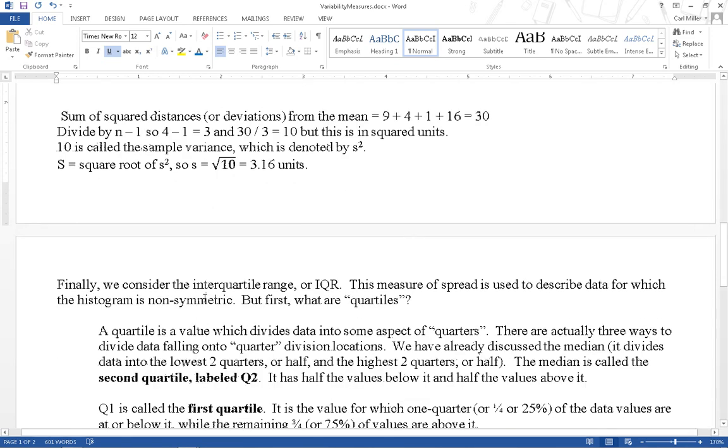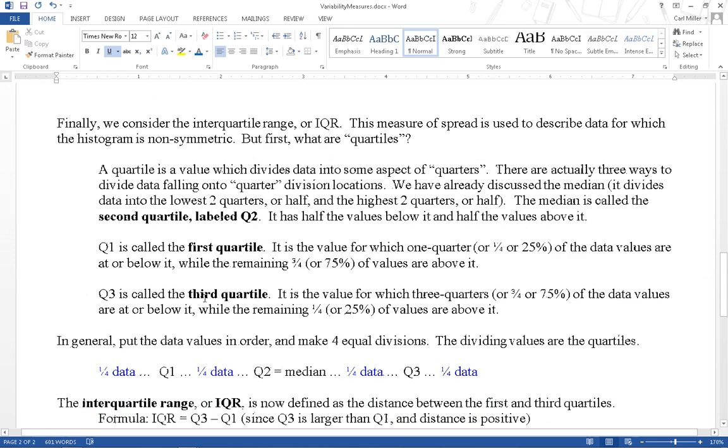Okay. Now let's switch gears, and finally we're going to consider another measure called the interquartile range. You might think inter is between, quarter is the root word that we're going to get quartile from, and then range is sort of the distance between those things. So this is going to be the distance between a couple of the quarter dividing points in a data set. Okay, but let's talk about quartiles.